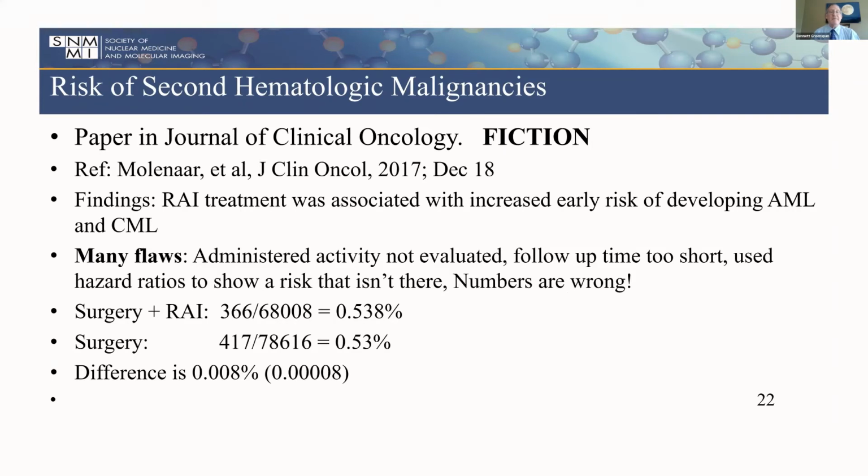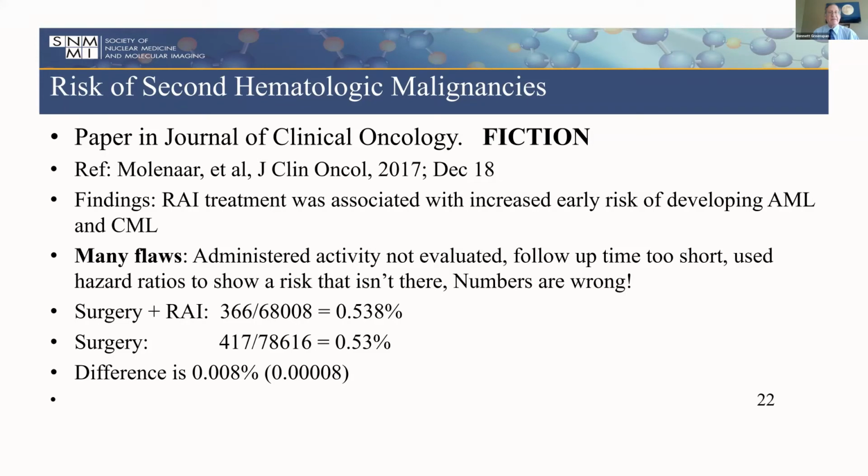Now, I brought up those other situations because there are two papers out that purport to show some increase in malignancy from diagnostic administration. I think both of these are extremely faulty, so I've labeled them fiction. First paper is by Molinar, published in the Journal of Clinical Oncology in 2017. Their findings supposedly showed radioactive iodine treatment was associated with increased early risk of developing AML and CML. This paper has many flaws. Administered activity was not evaluated. The follow-up time is too short. They use hazard ratios to show a risk that isn't there, and their numbers are wrong.